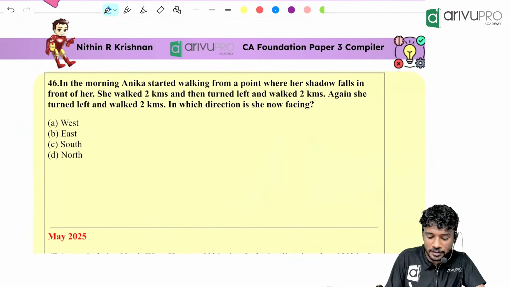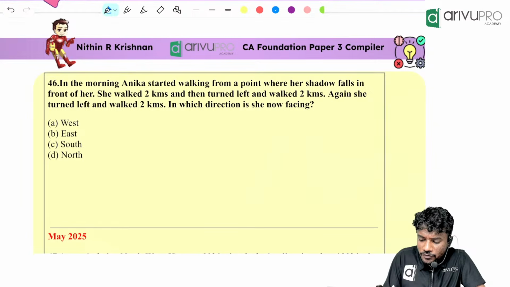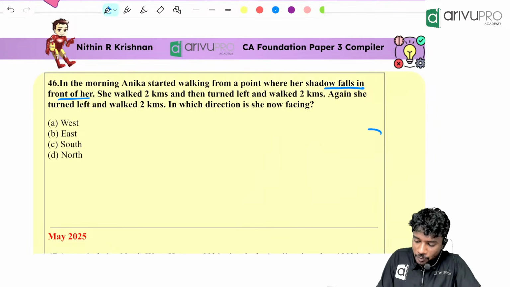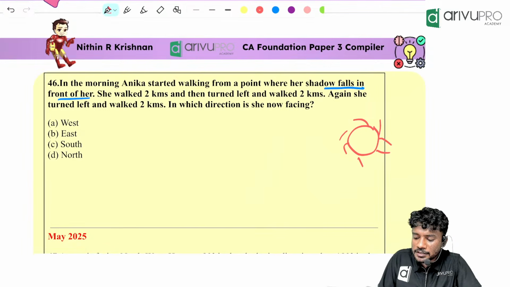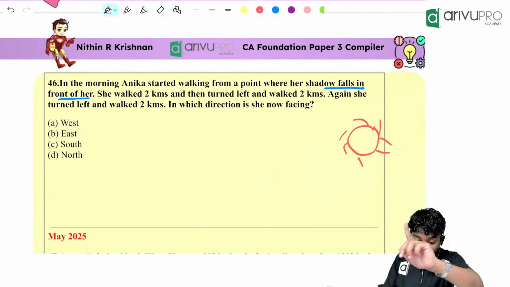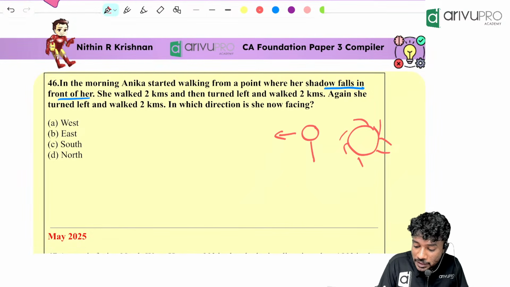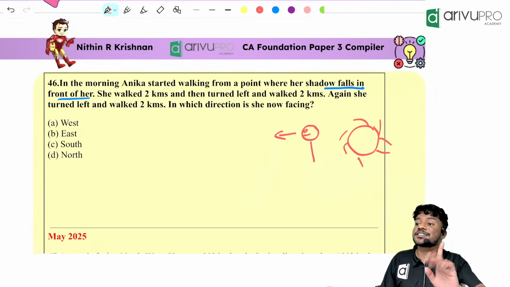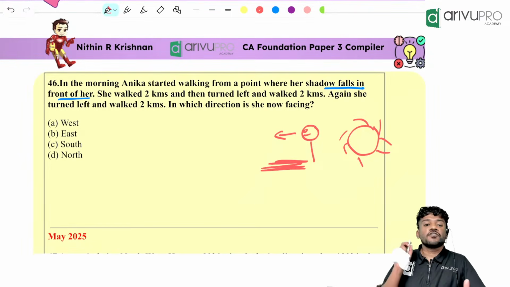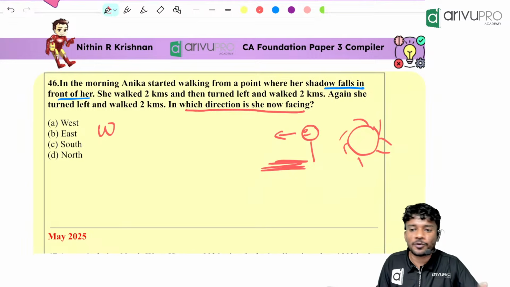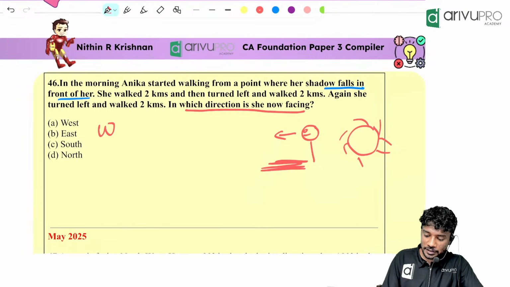Next question. The final question of that attempt. In the morning, Anika started from a point where her shadow falls in front of her. People, in the morning, okay, I'll change the color to red. In the morning, what happens? Sun rises in the east. Anika sees the shadow in front of her. That means Anika is looking in which direction? The west direction. Then only the shadow will fall in front of her. So initial direction is what? West. The question is what? Which direction is she facing now? Very easy. She walked 2 kilometers, then turned what? Left. Then again turned left.